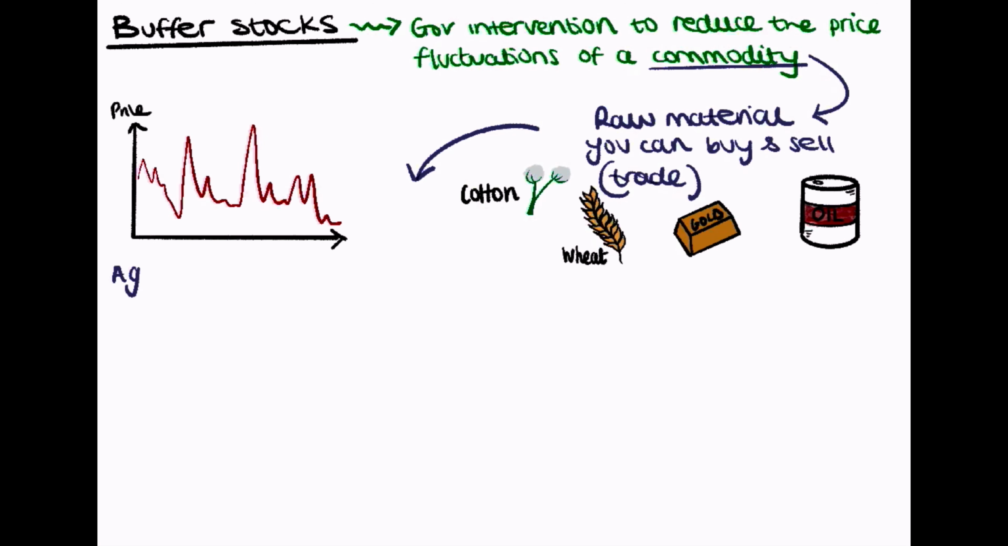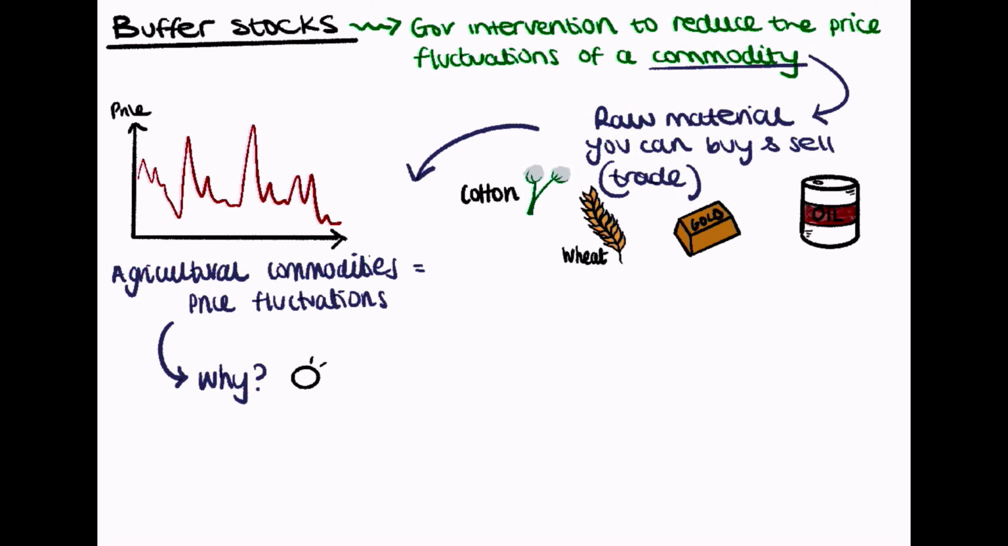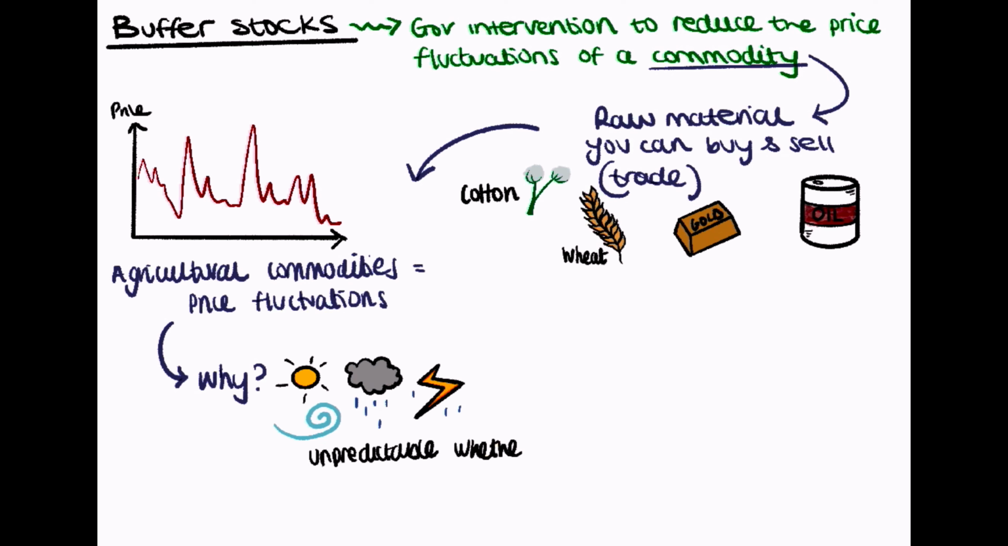These agricultural commodities have a lot of fluctuations in price because these products are very sensitive to changes in weather conditions, which are unpredictable and uncontrollable. The government try and intervene to reduce these price fluctuations.